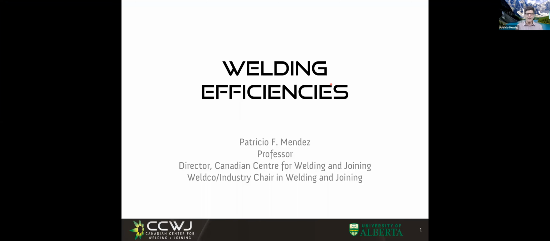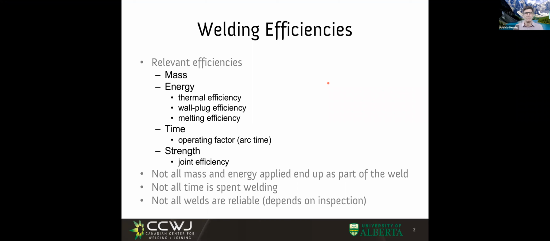Okay, welding efficiencies. We said last class that there are many efficiencies: efficiencies associated with mass, with energy, with time, and with the strength of the joint. We talked about the mass efficiencies related to what is lost in spatter and in slag that was never meant to be in the weld, but typically you buy the electrodes by the pound and they come with an amount of flux that you know you'll lose.